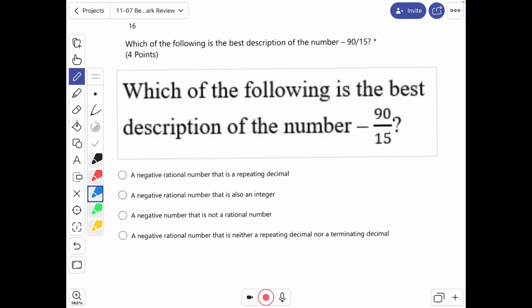Number 16. Which of the following is the best description of the number negative 90 over 15? Well, it's talking about repeating decimals and terminating decimals and rational numbers. I think we might need to divide that out because it's an improper fraction. So let's see what we get. How many times would 15 go into 90?